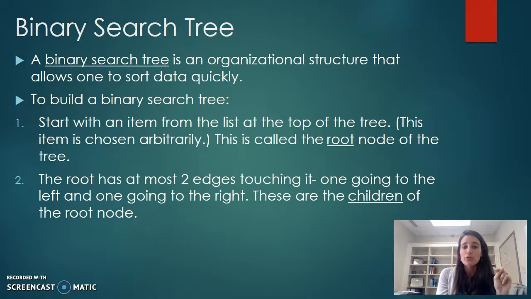The root node will then have at most 2 edges touching it. You can have one child going to the left and one child going to the right. These are called the children of the root node. So you'll start with a vertex and it can have at most 2 lines coming off of it, and we call those lines the children of the root node.